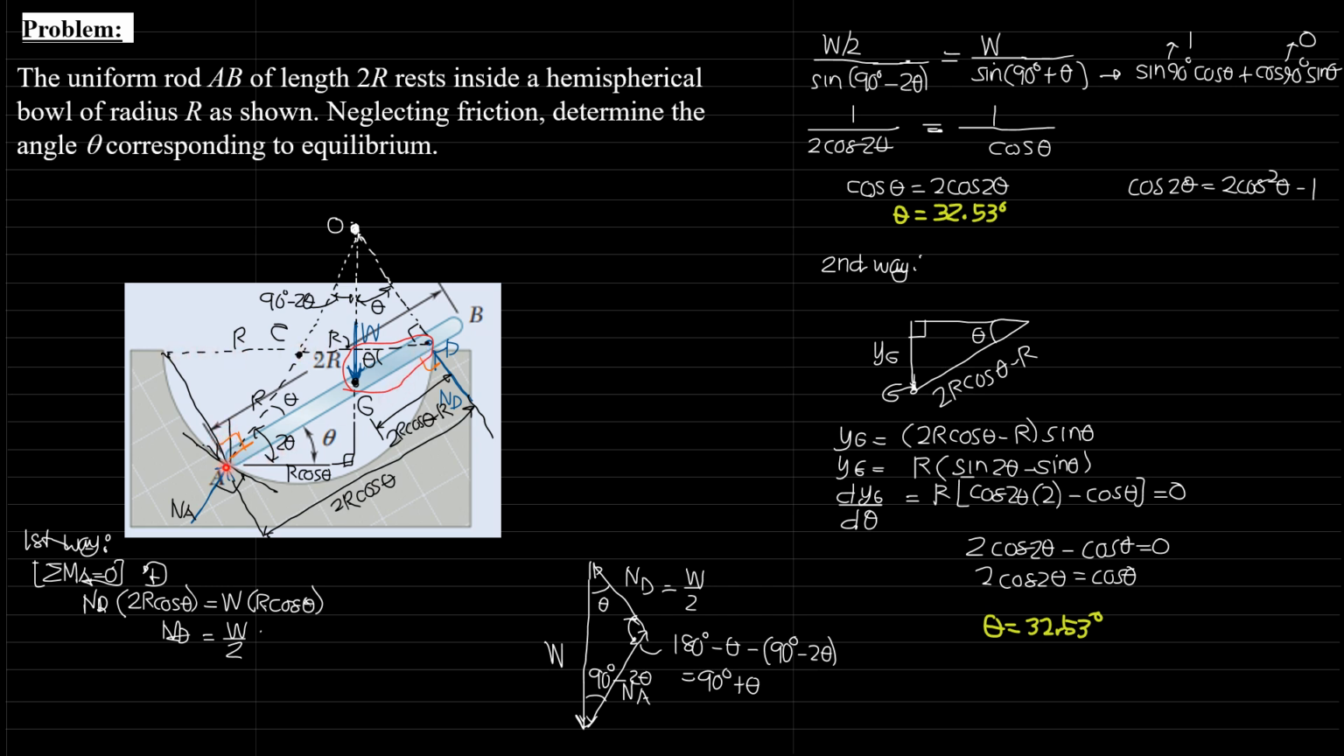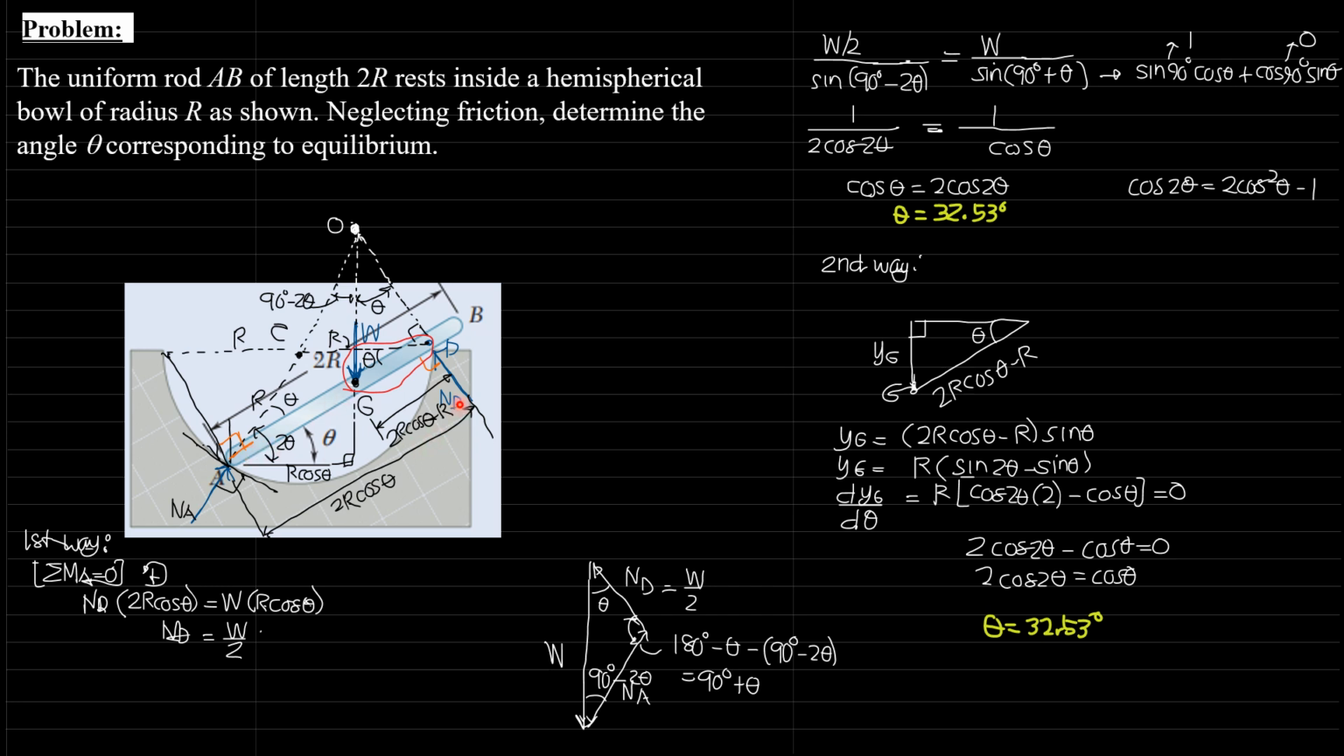Therefore, the length of the bar from A to D is the hypotenuse 2r times cosine of this angle, which is theta. Then G is at the center of this uniform bar, so the distance from A is r, and the distance from B is also r. Because this is r and the entire length here is 2r cosine theta, the distance of D from G is 2r cosine theta minus r.